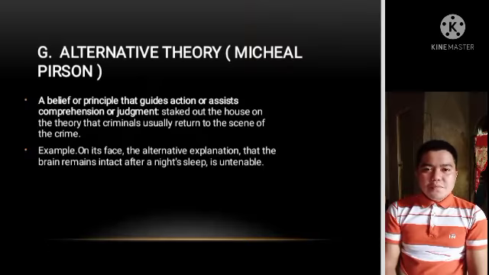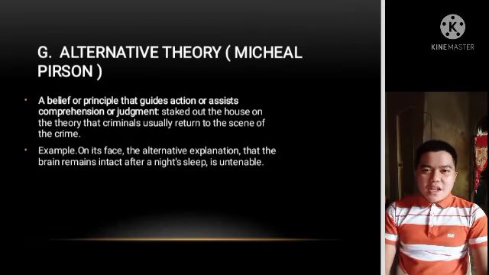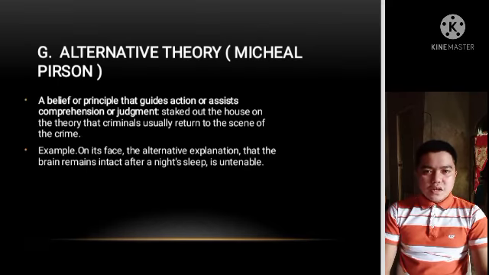Next, alternative theory by Michael Person. A belief or principle that guides action or assesses comprehension or judgment. Take out of house and theories that criminals usually return to the scene of the crime. For example, on its face, the alternative explanation that the brain remains intact after a night's sleep is untenable.